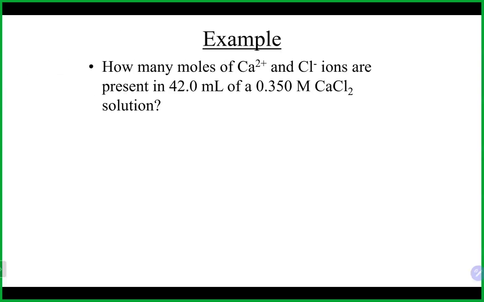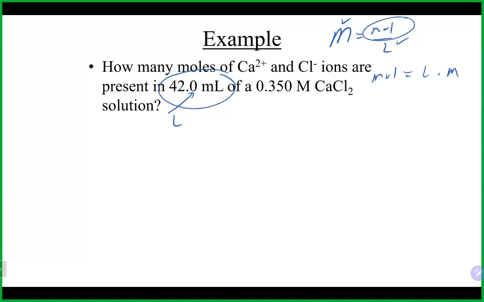How many moles of calcium and chloride ions are there in 42 milliliters of a 0.35 molar calcium chloride solution? We're definitely still dealing with molarity, which is our moles per liter. We are given the molarity. We're not given the liters, but we are given the milliliters, which means we want to solve for moles here. Moles would be our liters times molarity. So that tells us we need to convert that into liters to do this correctly.